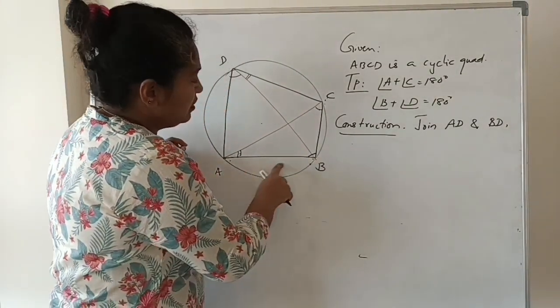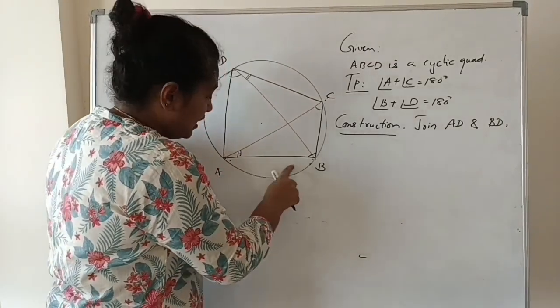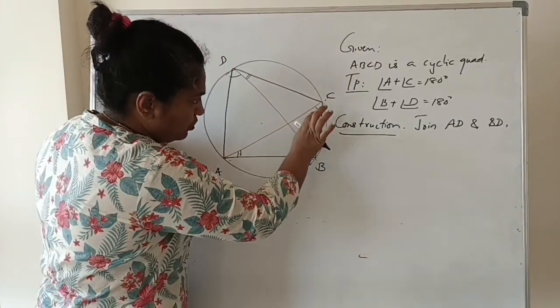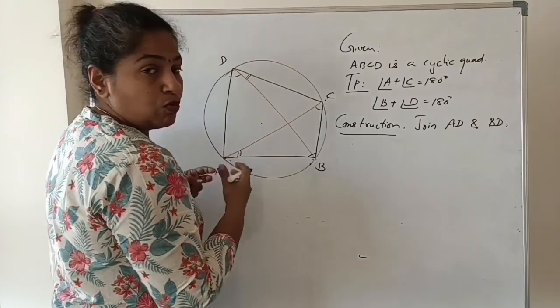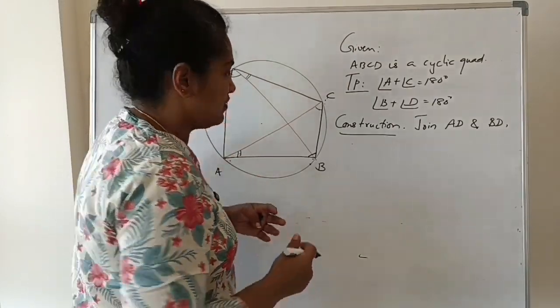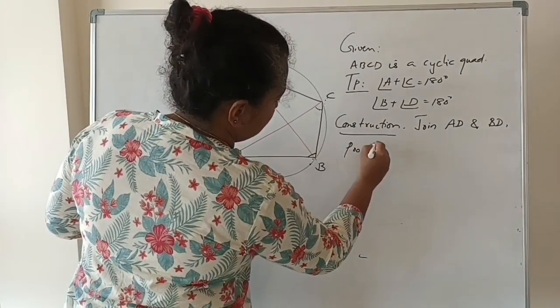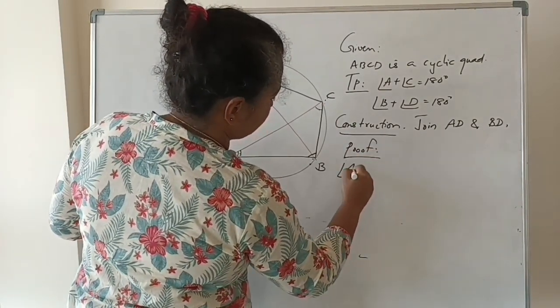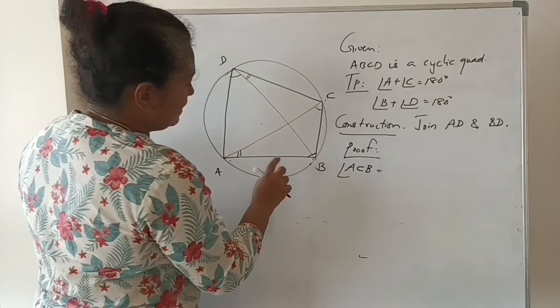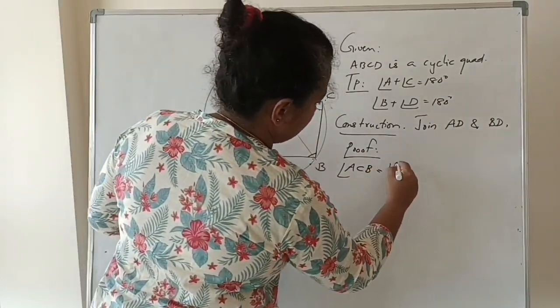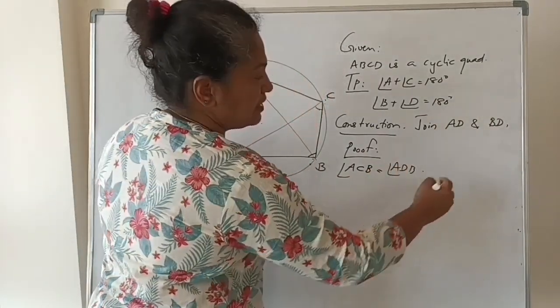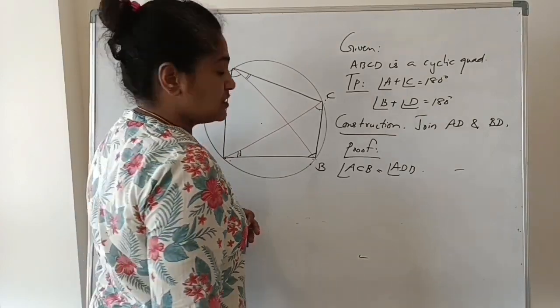Okay, so now we have the chord AB and you know that the chord AB subtends 2 angles over here. I know both the angles are equal because of angles in the same segment. So I can say that angle ACB is equal to angle ADB. The reason: angles in the same segment of the circle.